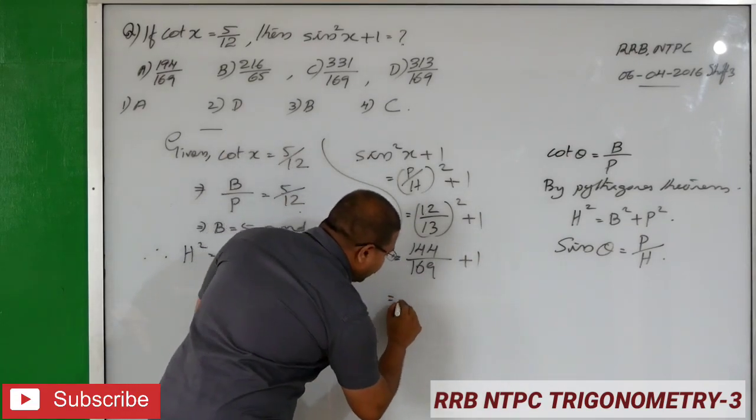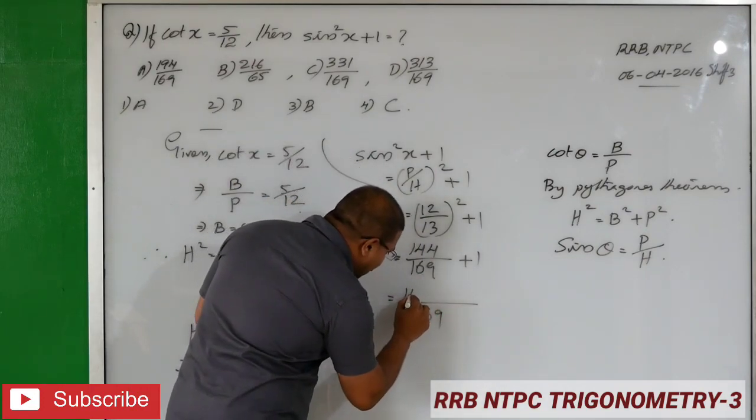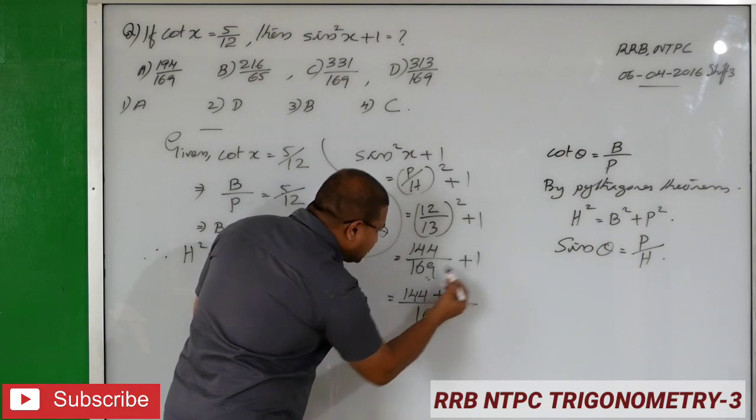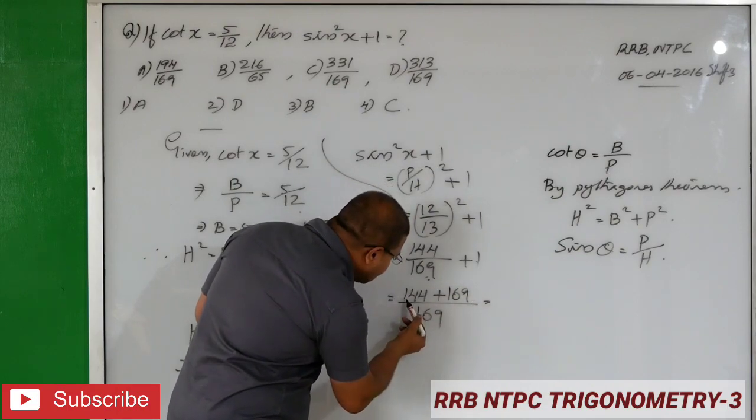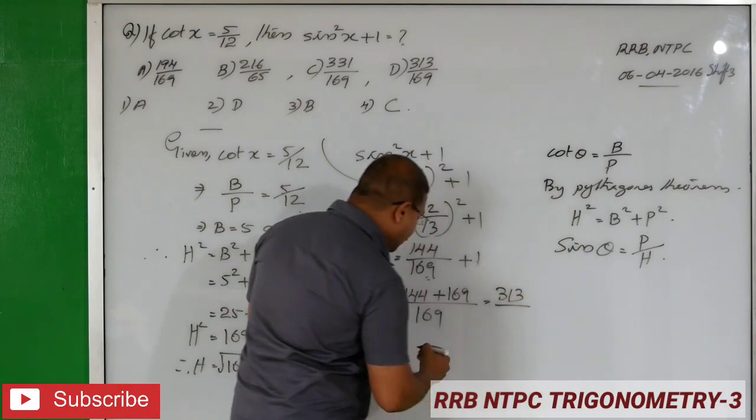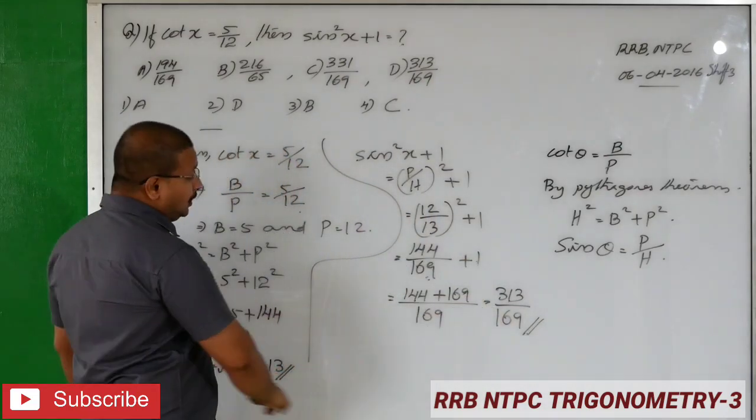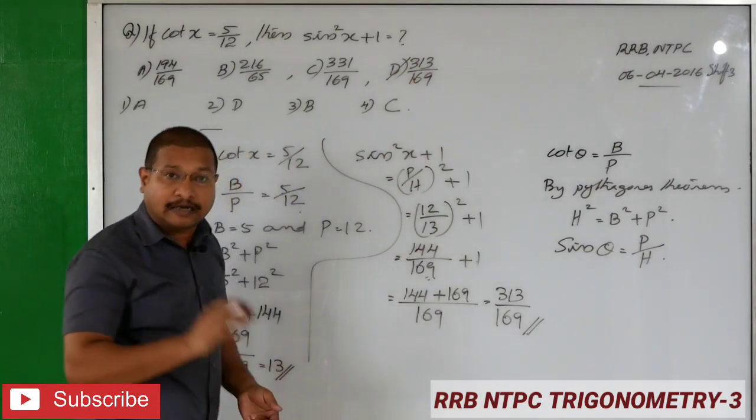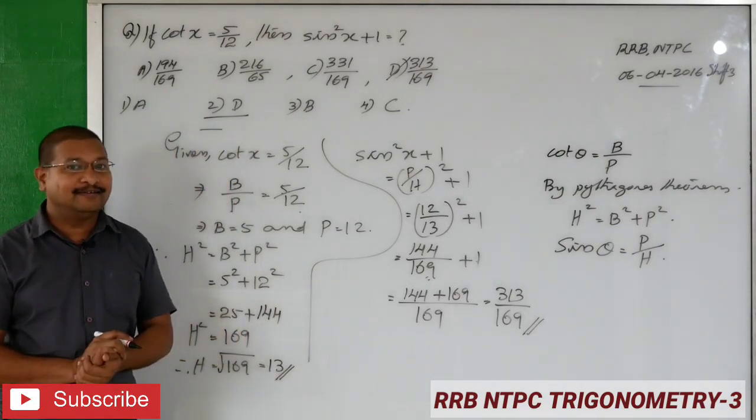Ready? Now we will go for the common LCM, that is 169. When you take LCM as 169, directly 144 will be written, plus we have to multiply 1 into 169, what will you get? 169. Now 169 plus 144, when you add it, you are going to get 313 divided by 169. If you have doubt, please add it. So 313 divided by 169 means answer D is the right answer. That means the correct option is 2, that is D. Okay.